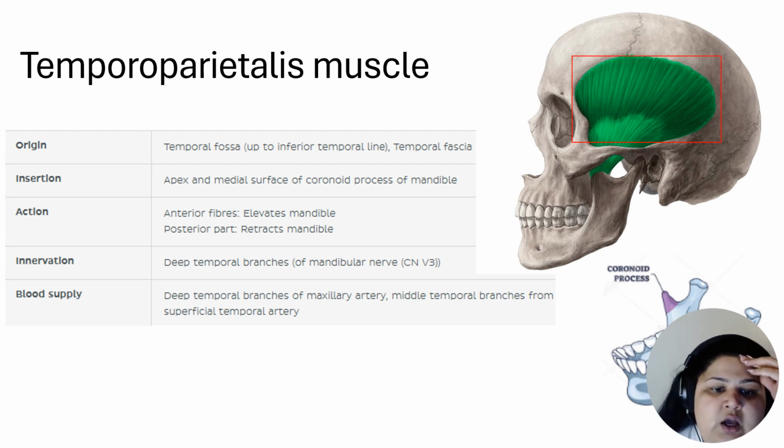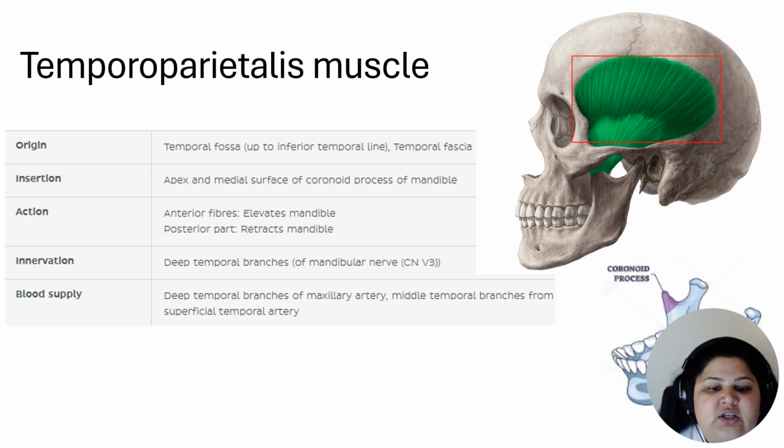Temporoparietalis muscle. These are the temporal regions, where we wear our headphones right here. The origin is the temporal fossa up to the inferior temporal line, and the temporal fascia. This is the temporal area above the ear. The insertion is the apex and medial surface of the coronoid process, this part of the mandible. Whenever you do this, you'll feel a little bit of a hitch, a click right here.